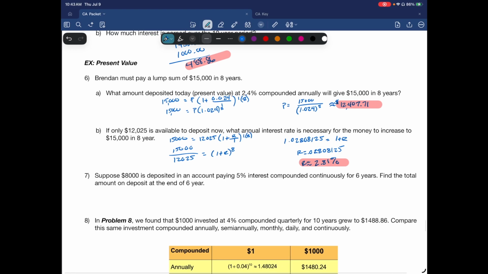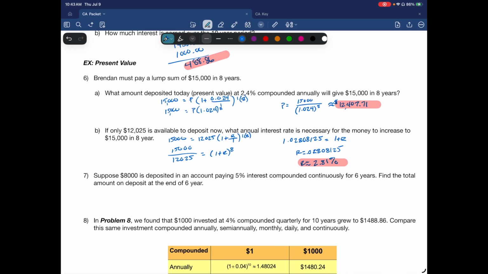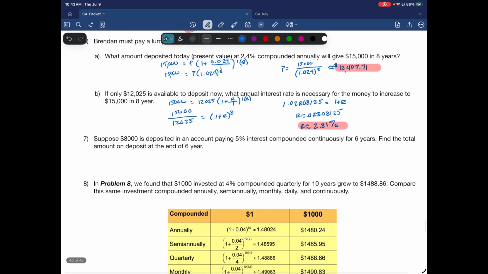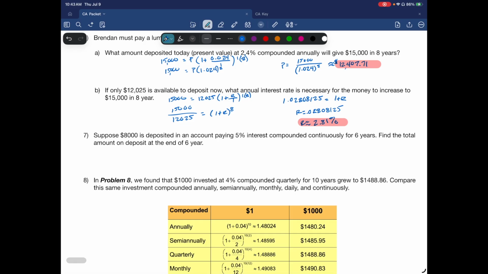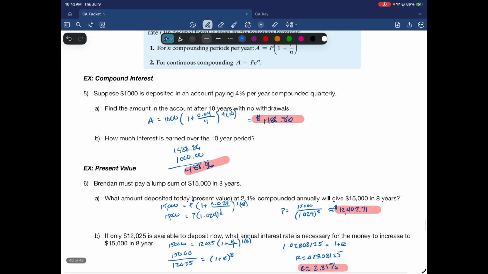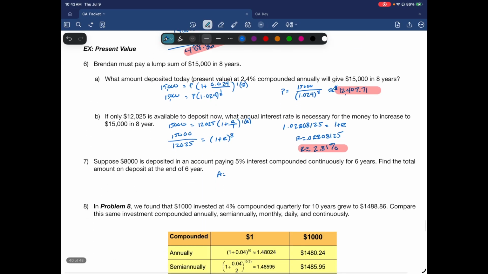All right, so for number 7, suppose $8,000 is deposited in an account paying 5% interest compounded continuously for 6 years. Find the total amount on deposit at the end of 6 years. All right, so we're looking for A, but now we're using that second formula, A equals P E to the R T. So we're depositing $8,000. E is just E. All right, rate is 5%, so we got 0.05 times 6. We punch that into our calculator, and that's going to give us $10,798.87.